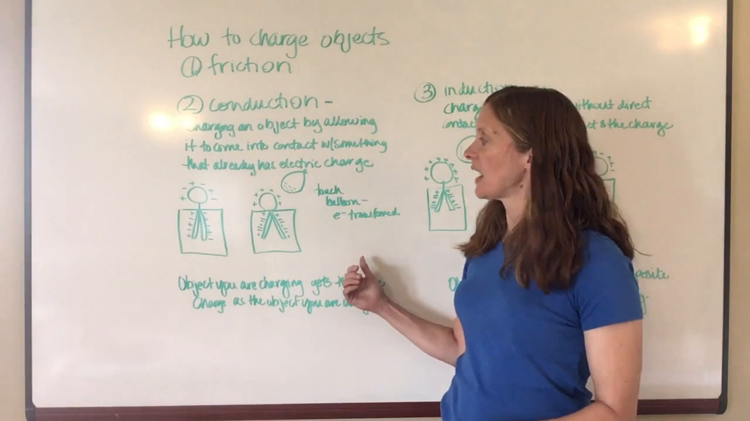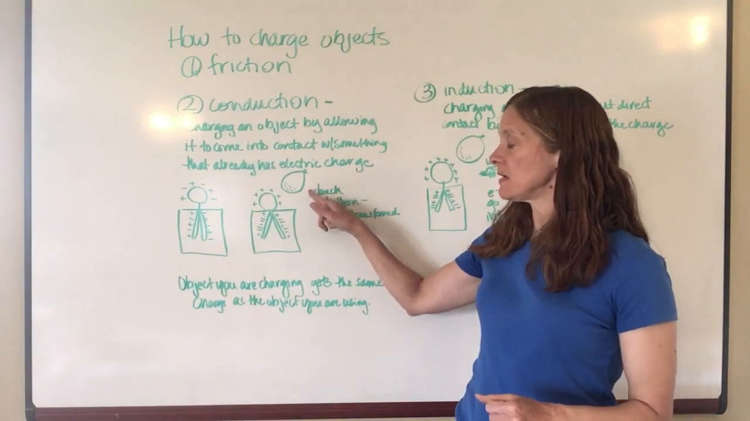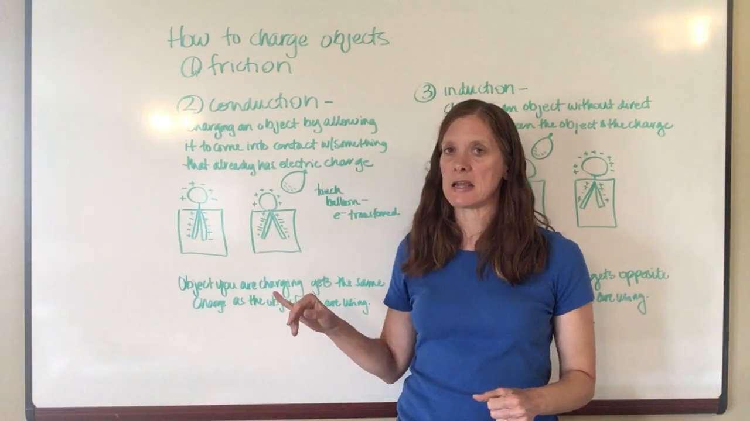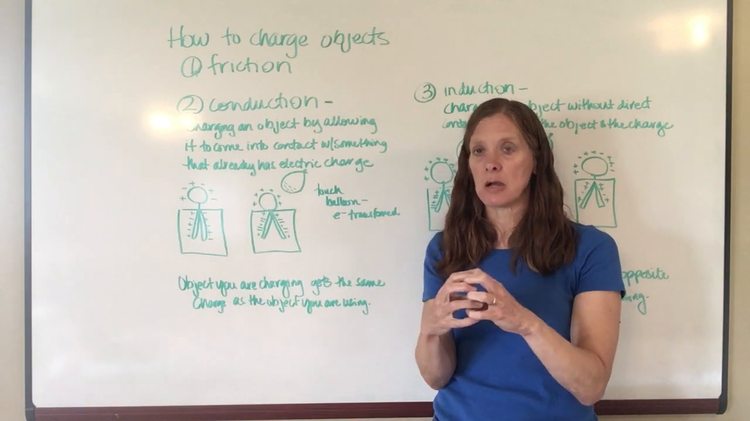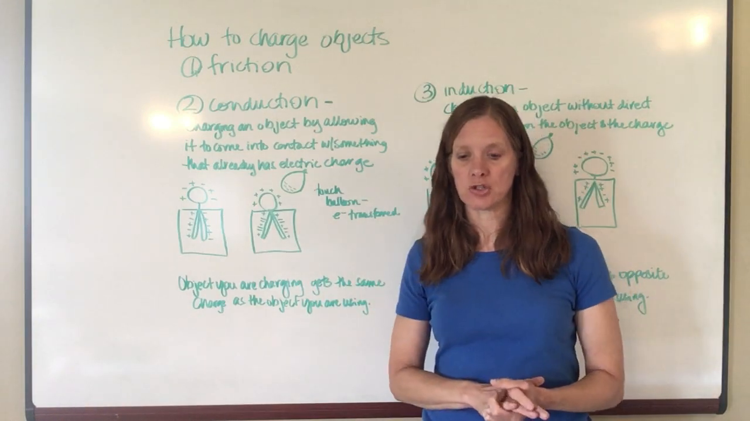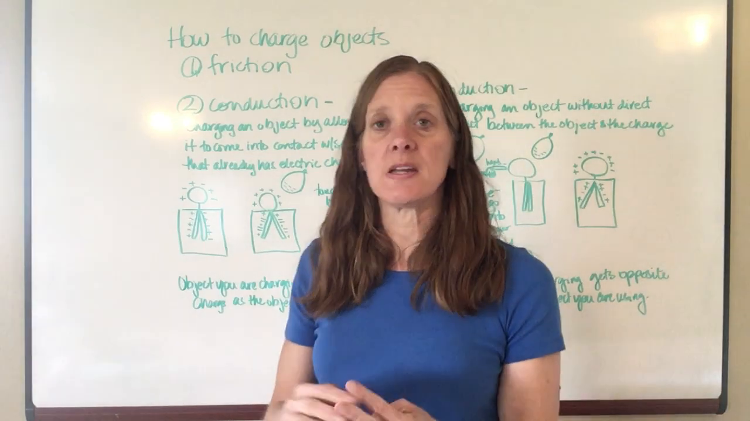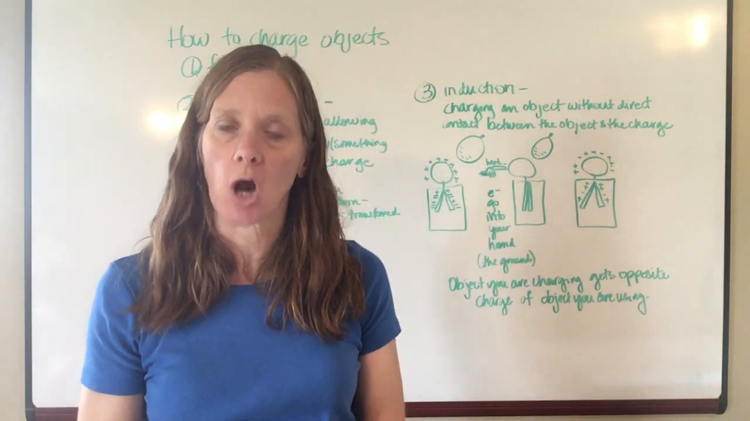And you remember with the conduction, the balloon had a negative charge and the foil strips had a negative charge because they were in direct contact with each other and just had a direct transfer. So those are the three different ways that you can charge an object.